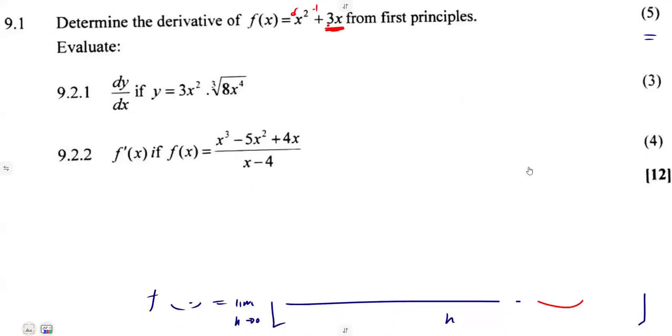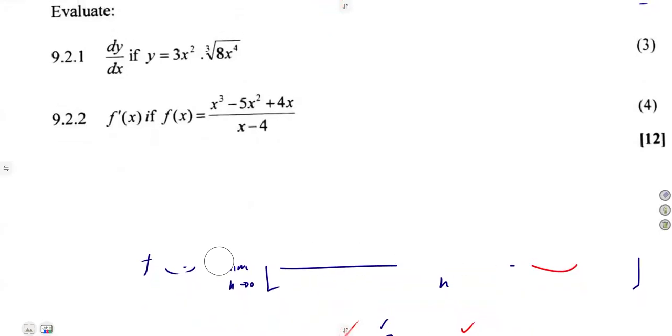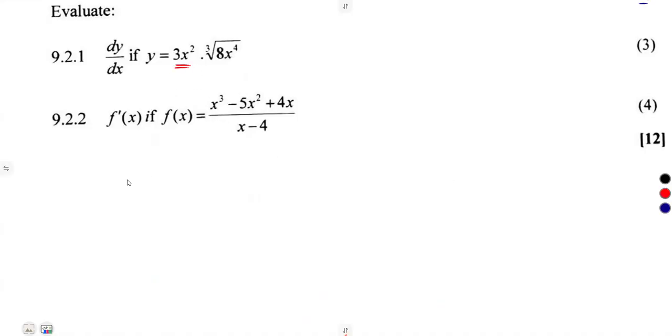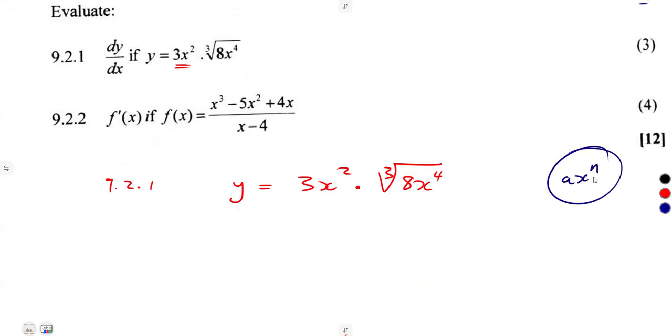All right, let us move on to another part. Evaluate these. The first part, dy dx. If y is equal to 3x squared times the cube root of 8x to the exponent of 4, we are supposed to determine the derivative of y with respect to x. Remember what we need, guys, is the format ax to the exponent of n so that we can differentiate. So what is it that we can do? We can see that we have got a cube root here. So we can determine the cube root of these two terms separately.